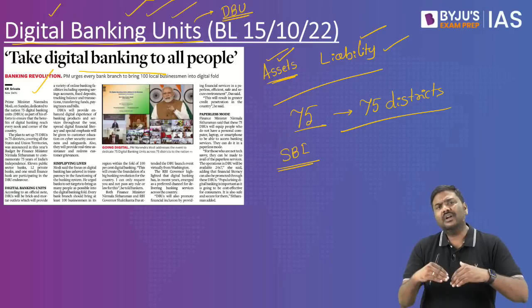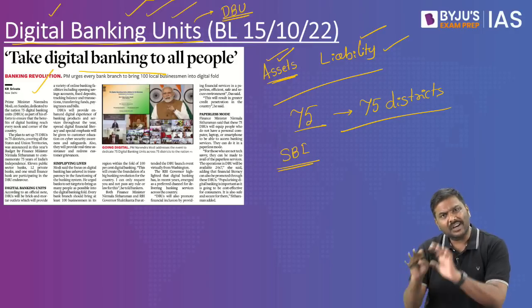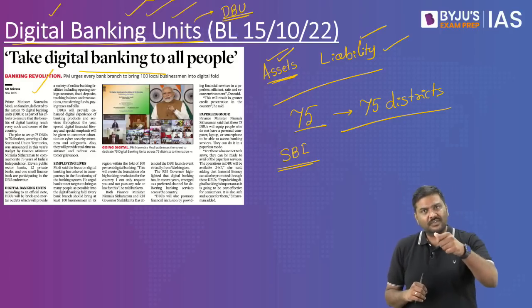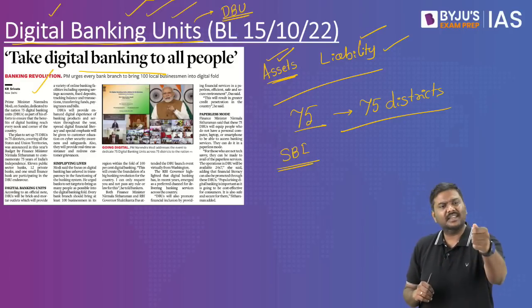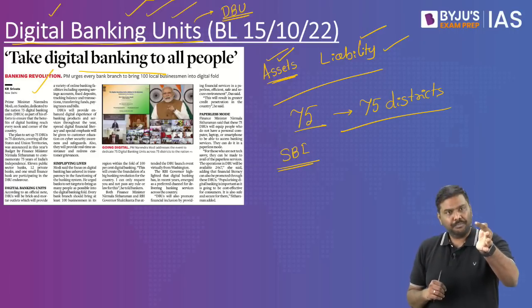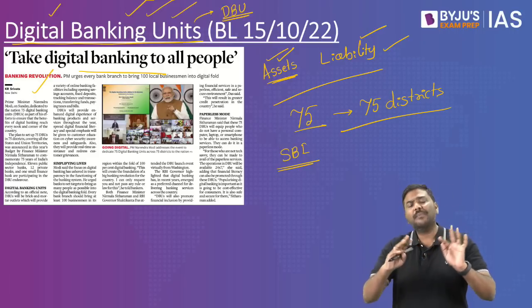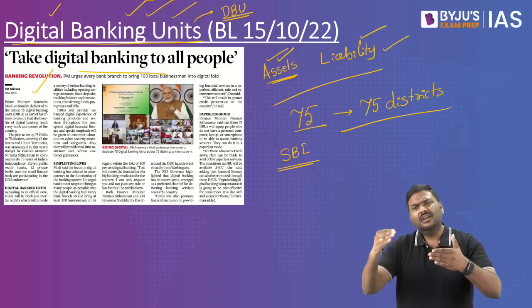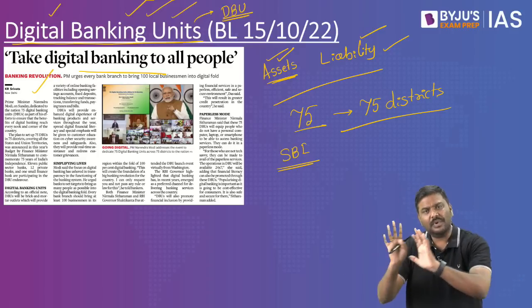Now, what are the other important factual information related to DBUs? One, DBU will provide services to the customers on both the asset side as well as the liability side. This will provide paperless services. No papers will be utilized. For example, you want to apply for a loan, you can do it online itself using this DBU machine.